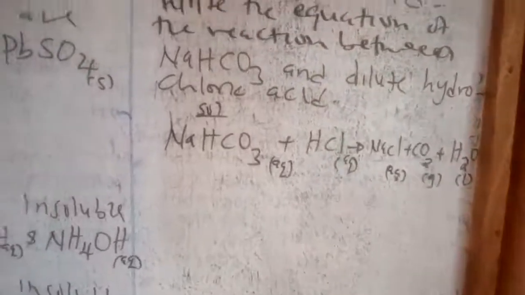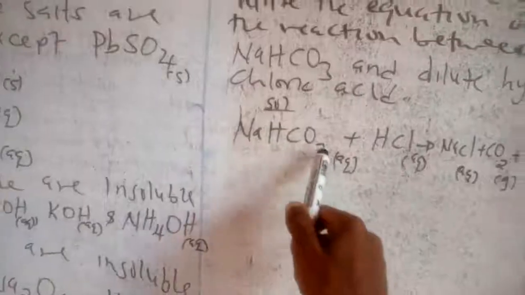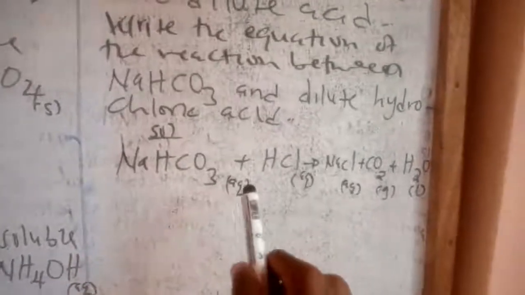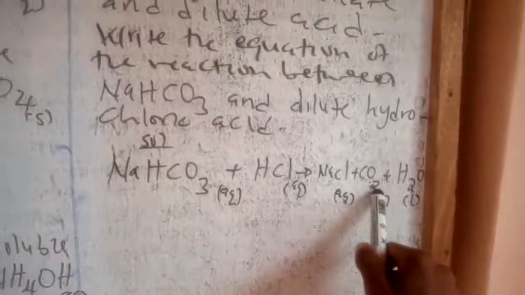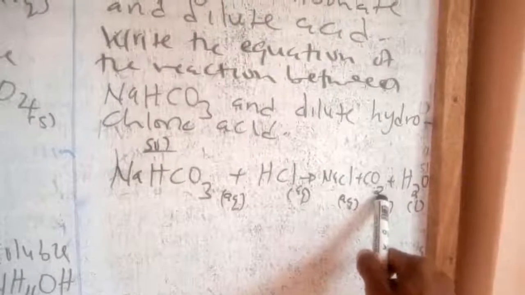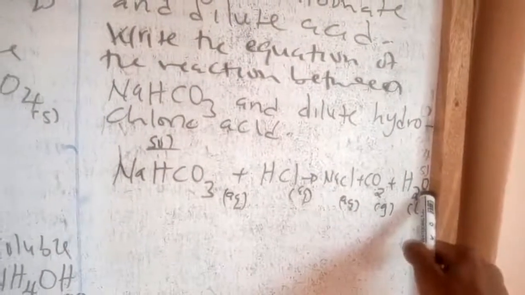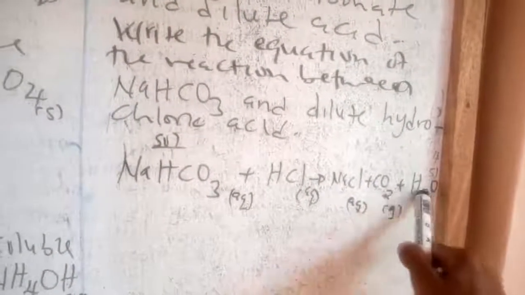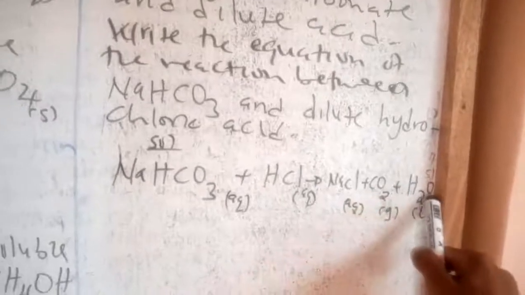is balanced. What about carbon? Carbon is 1 on both sides, it is well balanced, and oxygen also, there are 3 on both sides. So you can see that 2 from carbon dioxide and 1 from water, you will have 3 oxygen atoms.